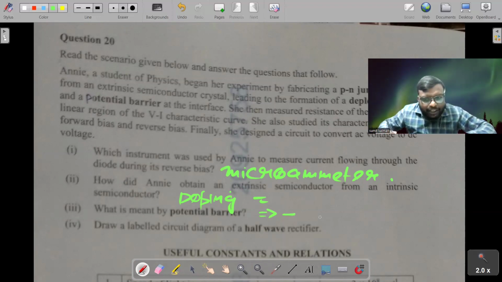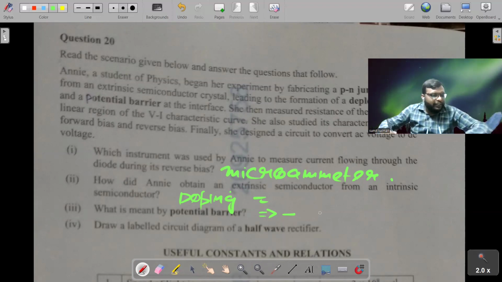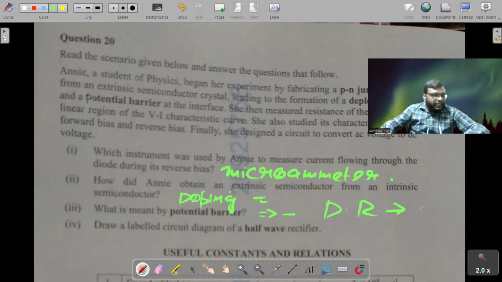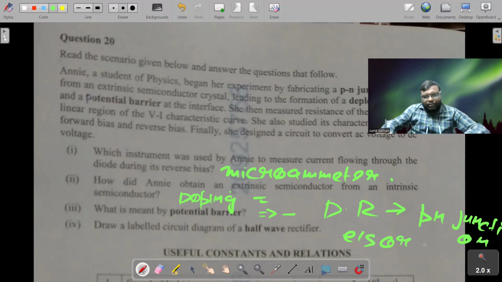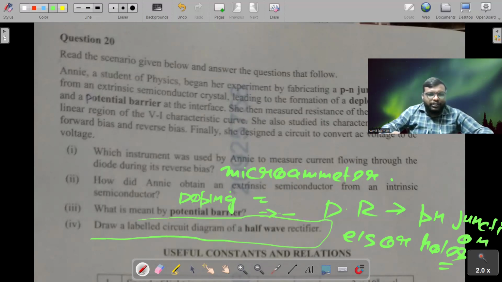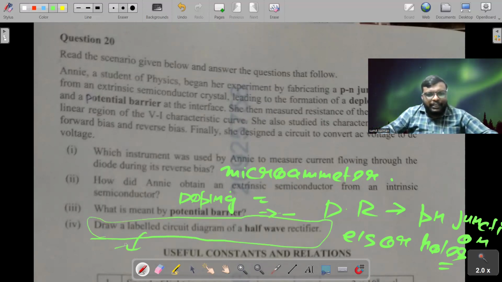तो पोटेंशियल बैरियर क्या होता है, it is the potential difference developed across the depletion region of a PN junction that opposes the flow of charge carriers. और charge carriers क्या होते हैं, इलेक्ट्रॉन और होल्स. So this is the answer of this problem. And next question, they are asking to draw a labeled circuit diagram of a half wave rectifier. So students, ये भी बहुत सिंपल है, सिंपल सर्किट डायग्राम आपको ड्रॉ करना था. So I think you will be able to draw.